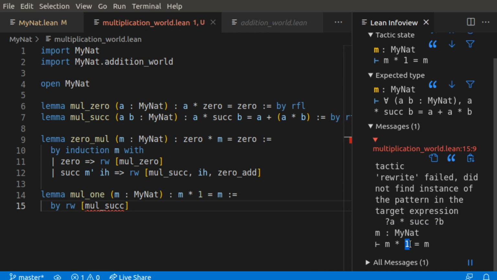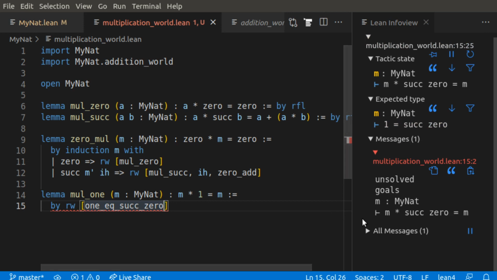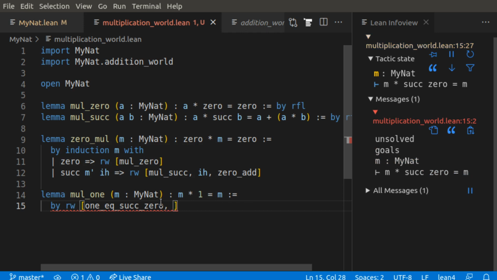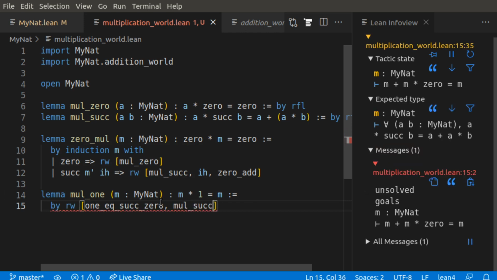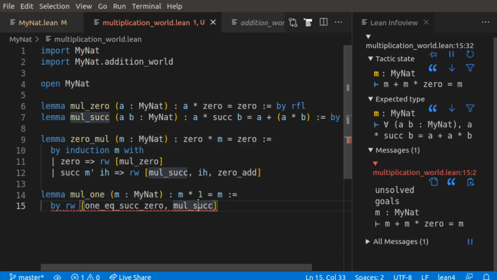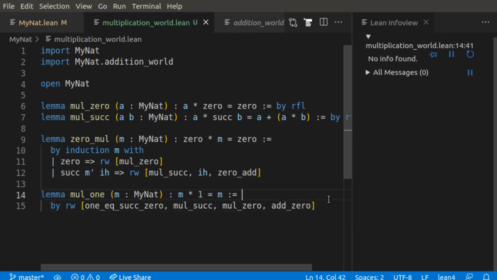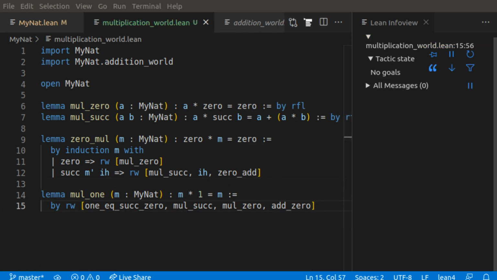Well, we know 1 is successor of 0, so what we could do is after 1 equals successor of 0, this transforms it to m times successor of 0 instead of m times 1. And then we could also now apply mul successor. And now we have m plus m times 0. We can apply mul 0. And then we can apply add 0. And we're done. Cool.